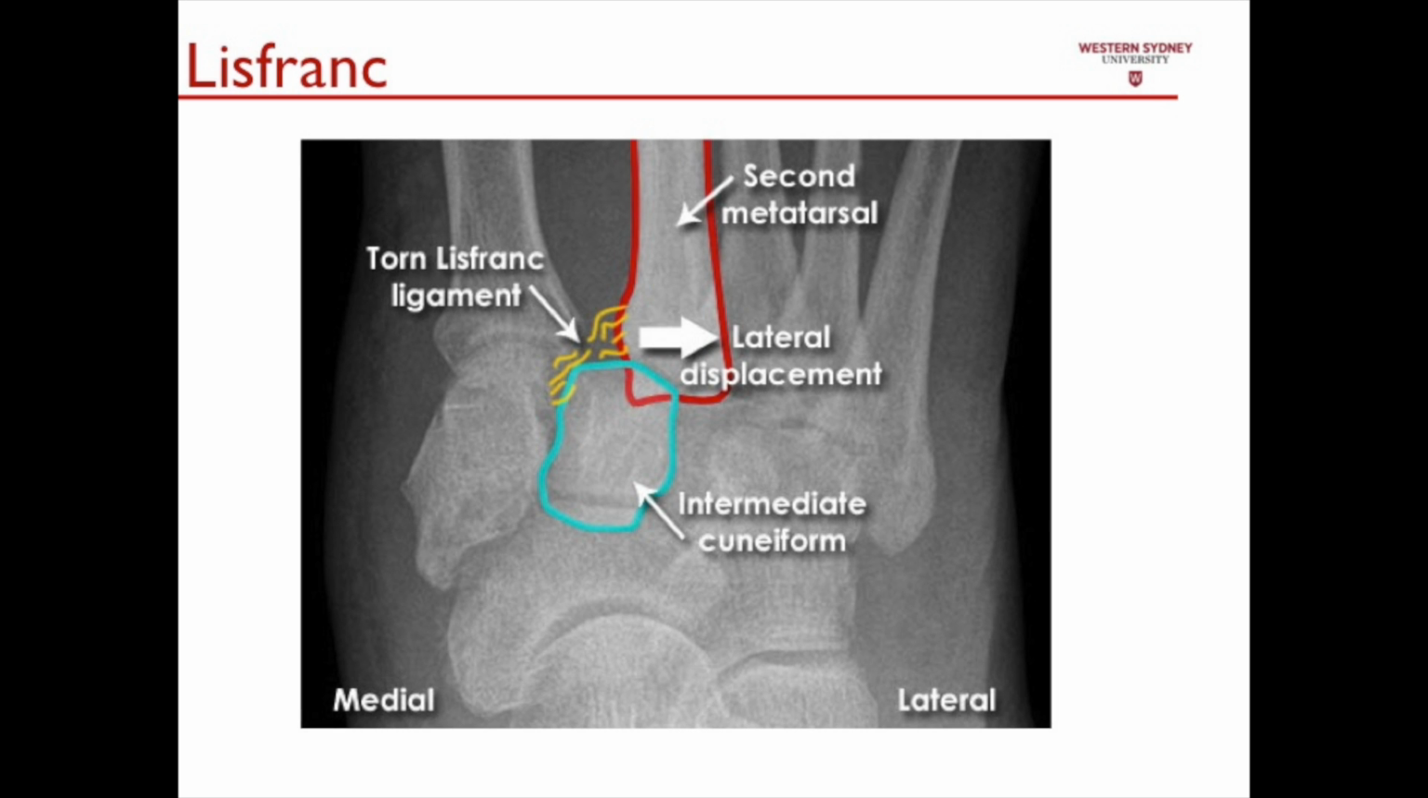This is the same image that you've just seen in the previous slide. However, we have highlighted some key structures. So what you will note is that we see this characteristic lateral displacement of the second metatarsal relative to the intermediate cuneiform. This is indicative of tearing or rupture of the Lisfranc ligament.